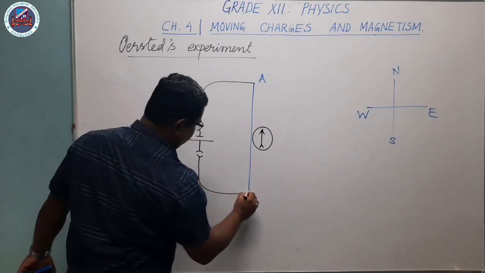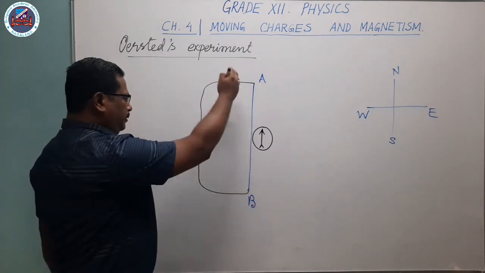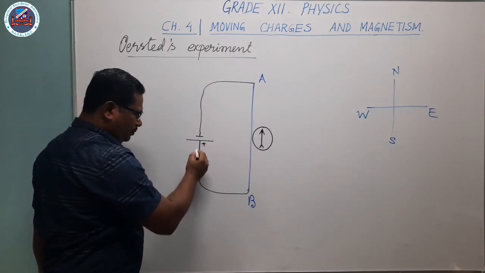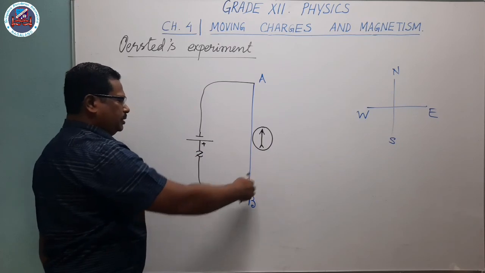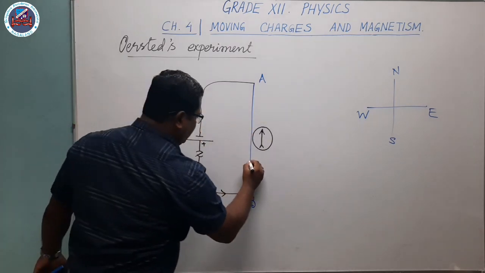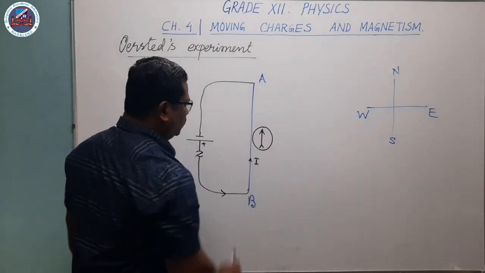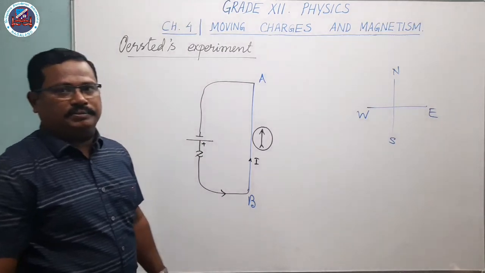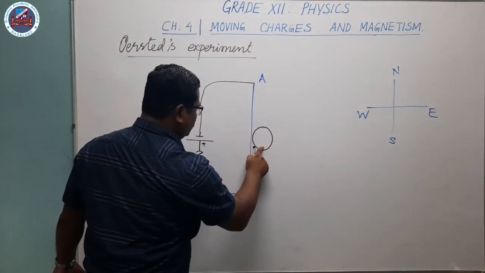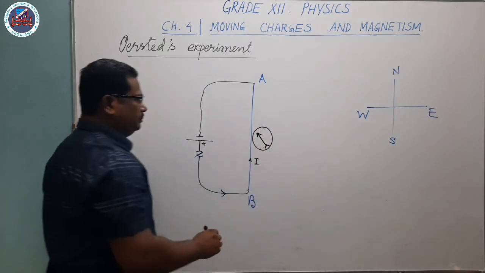When he allowed the current to flow through this conductor AB, if I switch it on, we know that the current will start to flow from the positive terminal, from higher potential to lower potential. When current started flowing, this compass needle showed some deflection. It started deflecting towards the left.